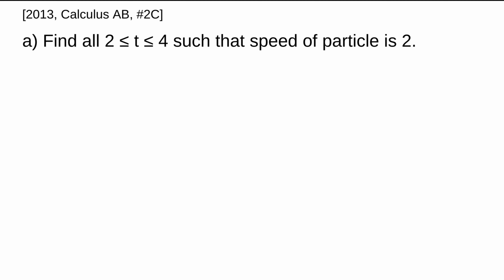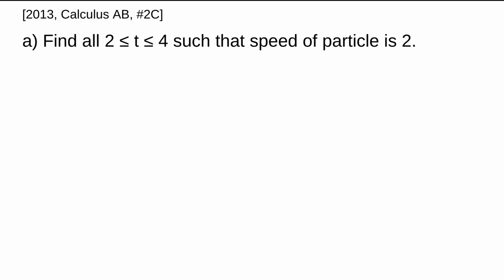This question is from 2013. It's question 2, and it is calculator active. In the question stem, we have a particle moving along a line. We have a function v of t that gives us the velocity of the particle at time t, and we know that the position of the particle at t equals 0 is 10.